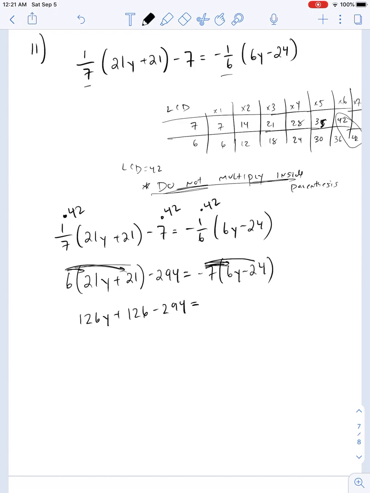Now we work with our negative 7. Negative 7 times 6y looks like a negative 42y. And we do negative 7 times our negative 24. Negative, negative, positive. So we multiply our 7 by our 24 and we get 168.